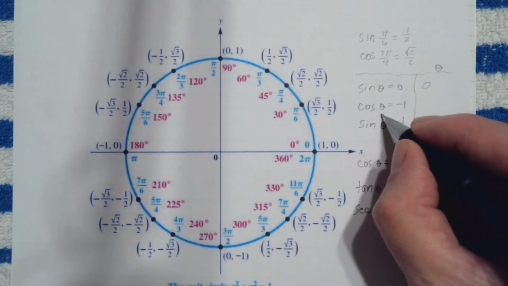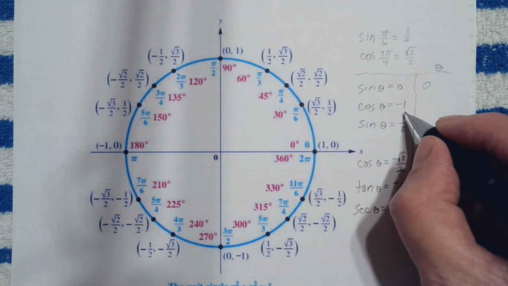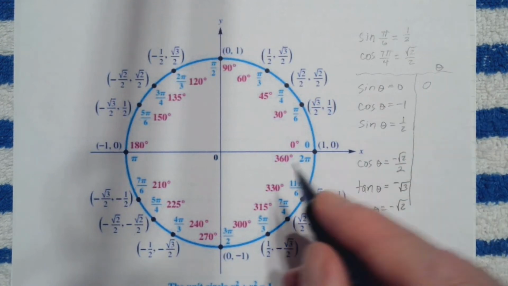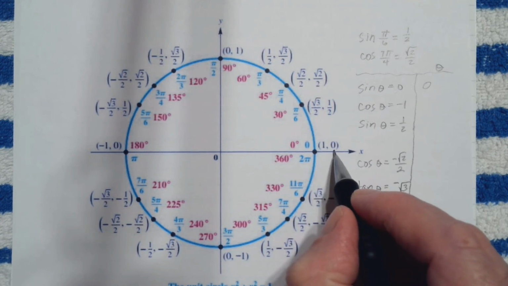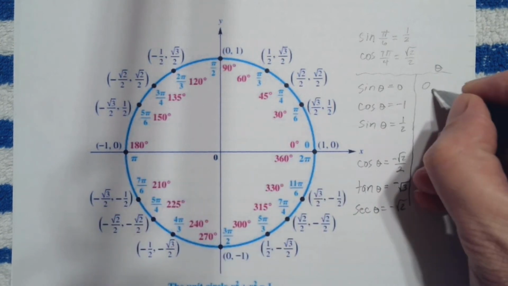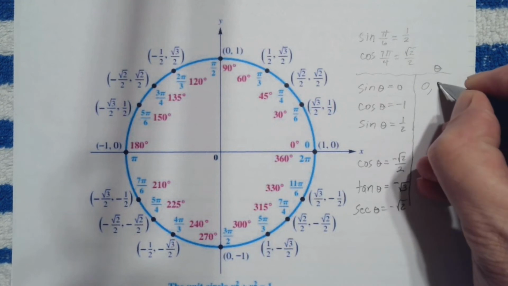So let's see, cosine of theta is -1. No, I'm sorry, I said that wrong. Our two answers are actually at 0 and 180. Or actually, we're going to use pi.